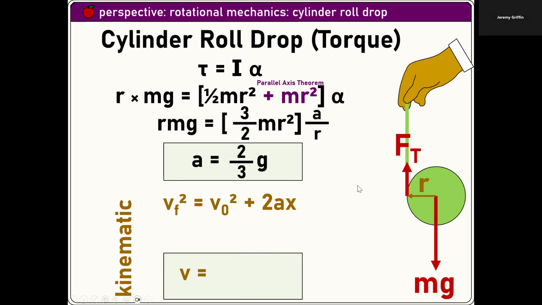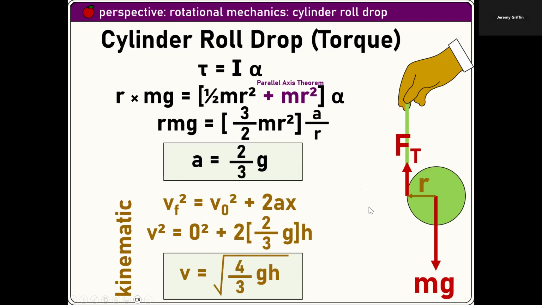Because I'm looking for speed as a function of distance fallen, which is that x right there. So if I do that, I'm just going to substitute a as 2/3 gravity. We got that from all this torque analysis. That can tell me how fast it's falling. You see that?